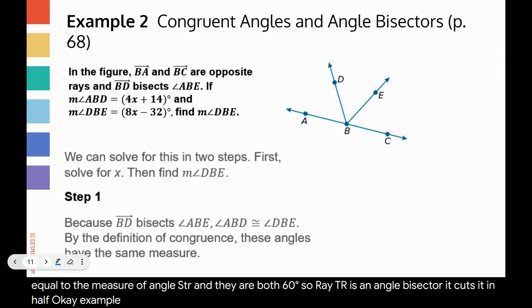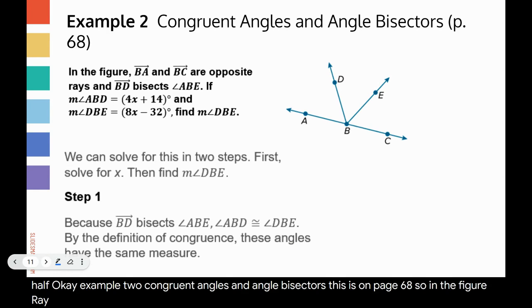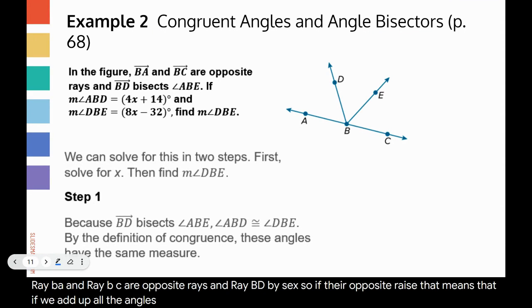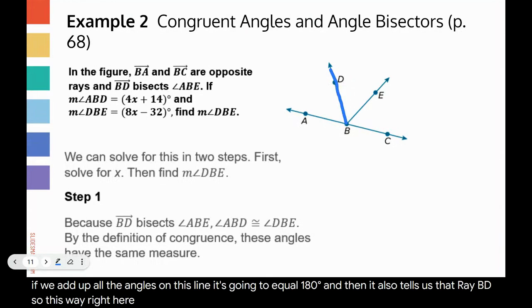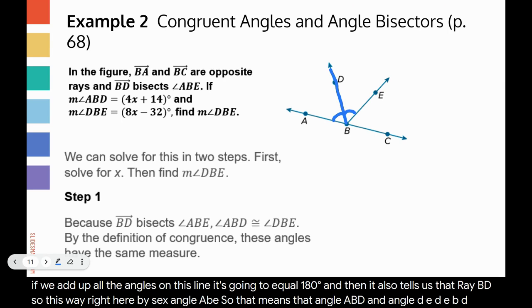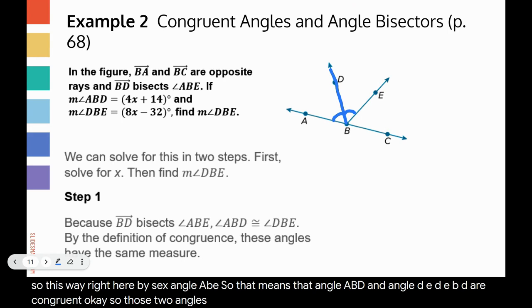Okay, example 2, congruent angles and angle bisectors. This is on page 68. In the figure, ray BA and ray BC are opposite rays, and ray BD bisects. If they're opposite rays, that means that if we add up all the angles on this line, it's going to equal 180 degrees. And then it also tells us that ray BD, this ray right here, bisects angle ABE. So that means that angle ABD and angle EBD are congruent. Those two angles are congruent, so I drew an arc to show they're congruent.